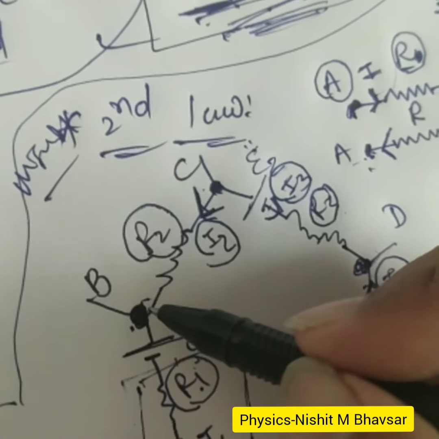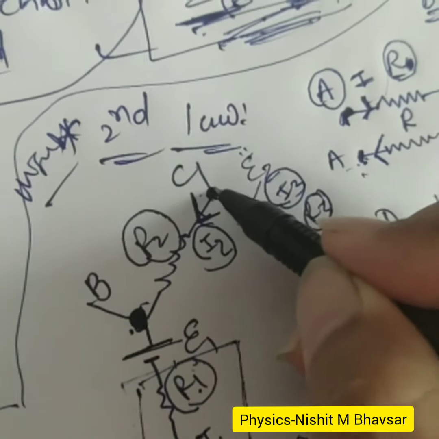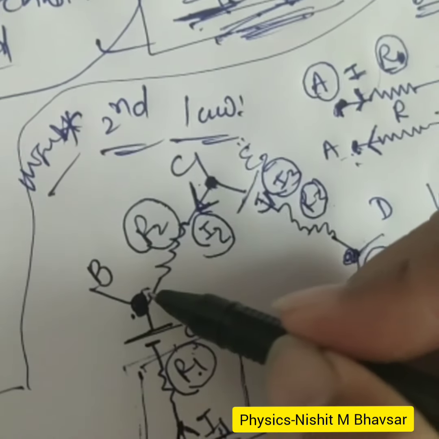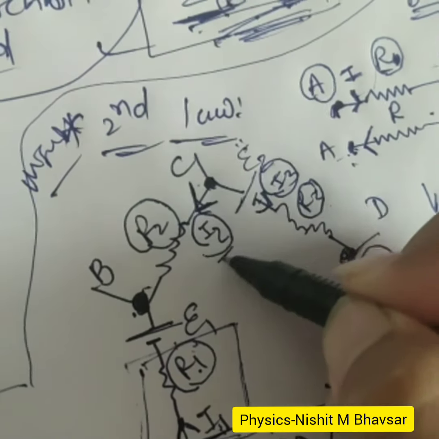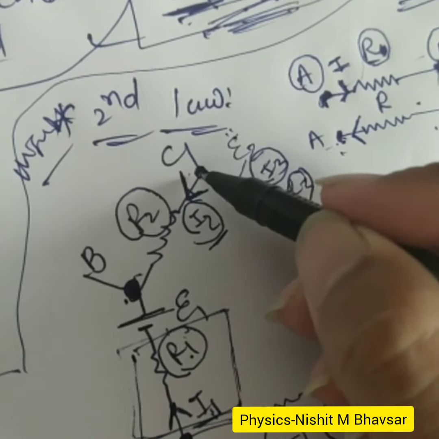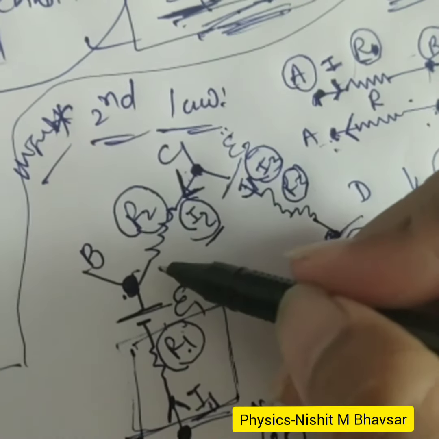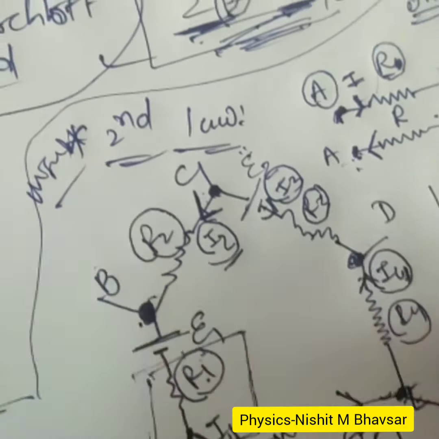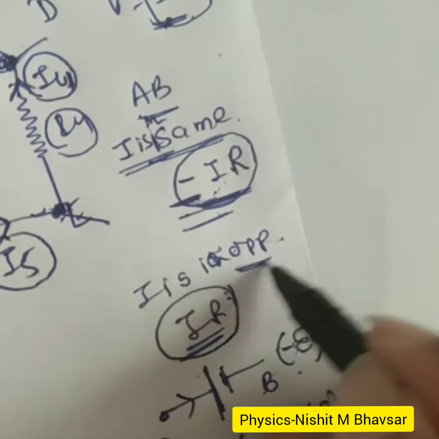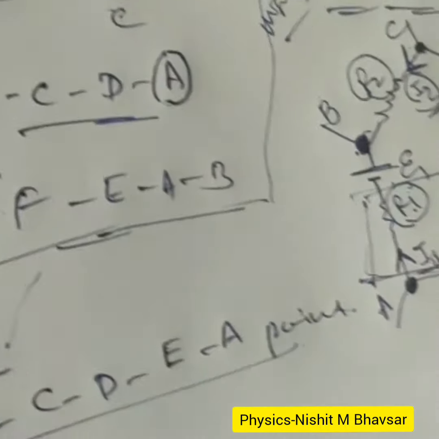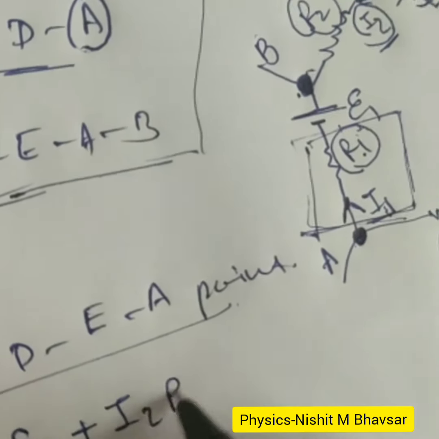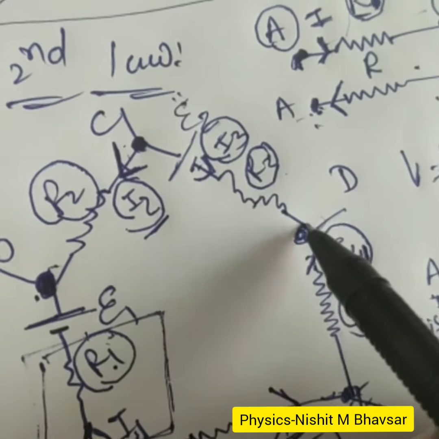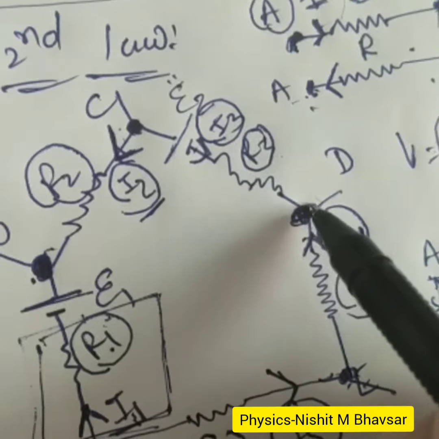So now we want to go from B to C. But electric current I2 is moving from C to B, in the opposite direction. If it is in the opposite direction, I2 R2 is positive. So plus I2 R2. Now we reach C and we go from C to D.